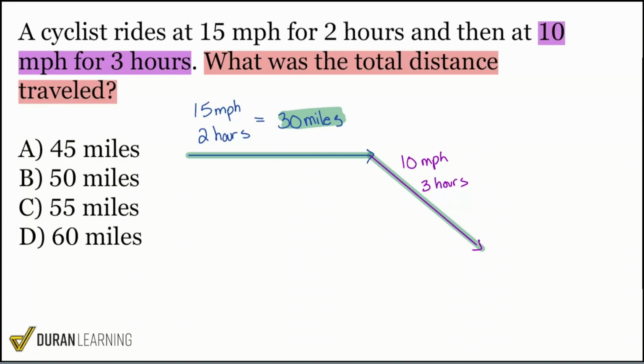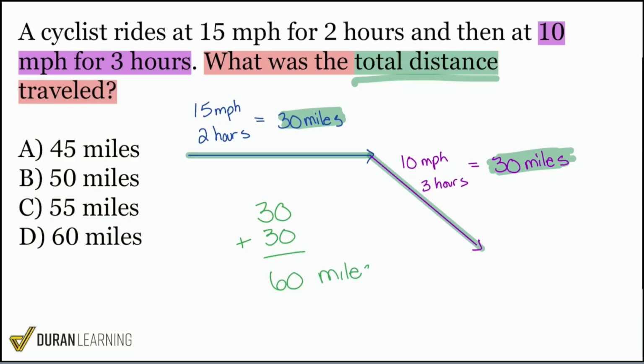Now let's talk about our second distance. Everyone, help me out. 10 miles an hour multiplied by 3 hours over here is going to give us 30 miles. Exactly. So it looks like the cyclist went 30 miles and then 30 miles again. And because we're looking for the total distance, we are going to add these two distances together. 30 miles plus 30 miles gives us 60 total miles. My party people, does the difference between this question and the previous one make a lot more sense now? Right on.